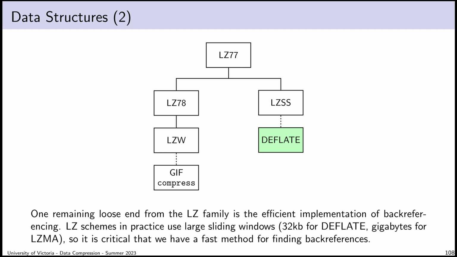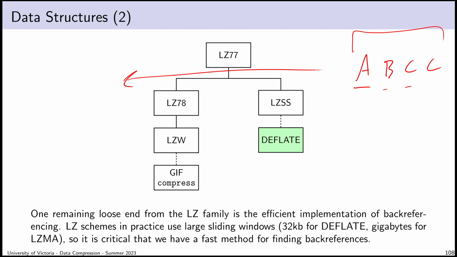If I have a large sliding window, if I'm looking at this character, the letter A here, and I know the next character is B, followed by a C, followed by another C, but I've got 30,000 characters of history to evaluate to find a back reference, how can I do that quickly? I want to do that test. Is there a good back reference?